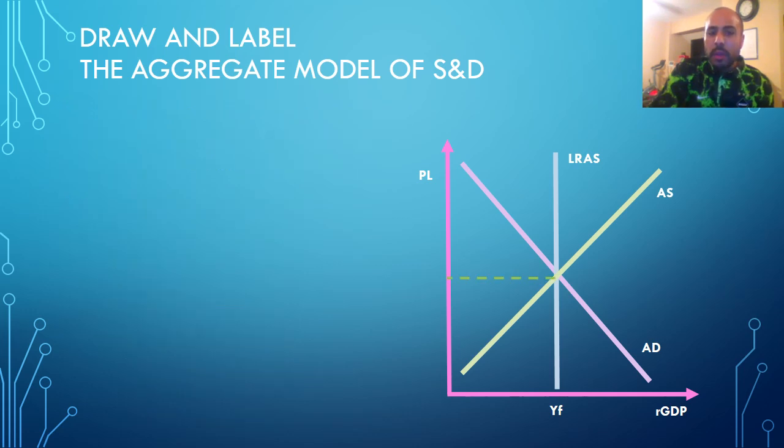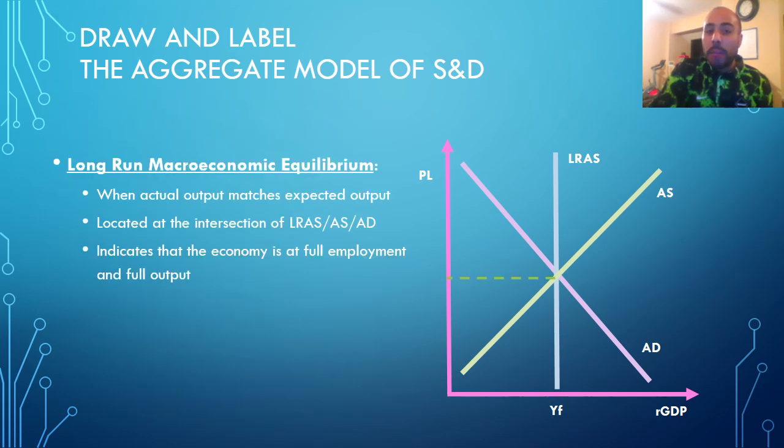Now, we need to know about long-run macroeconomic equilibrium, or just long-run equilibrium. This is when actual output matches expected output. So when we have all three of our lines intersecting together, like you see here on the graph, that's what we call long-run equilibrium. Okay, so this is the intersection of LRAS, aggregate supply, and aggregate demand. It indicates that the economy is at full employment and full output.